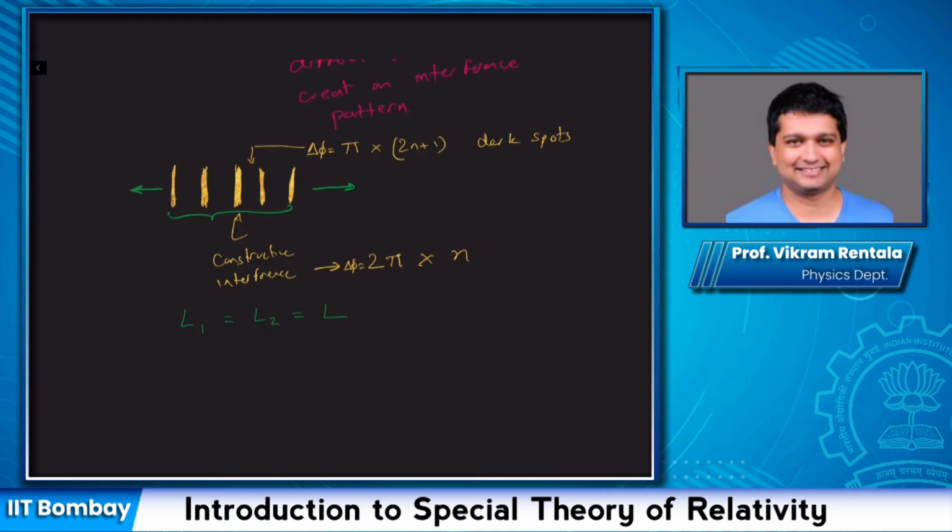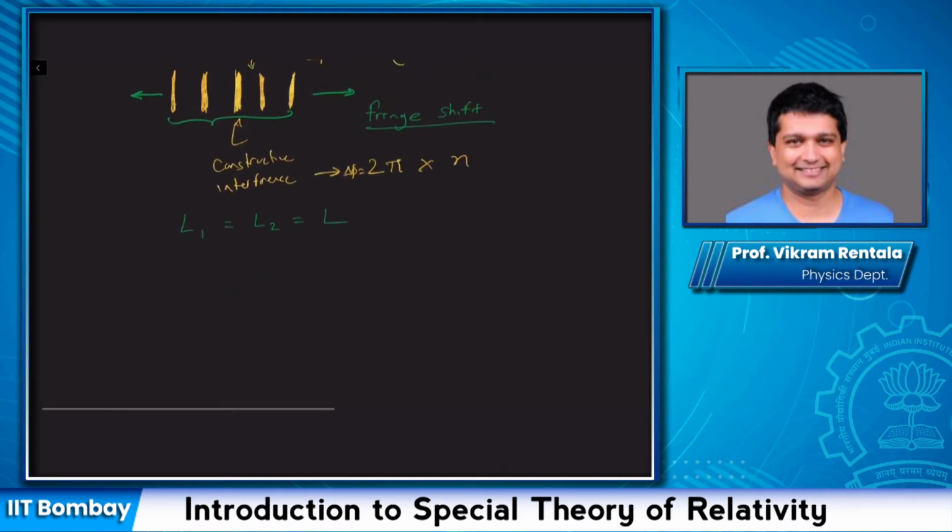So the goal of the Michelson and Morley experiment was to look for this fringe shift as a sign of ether drift.